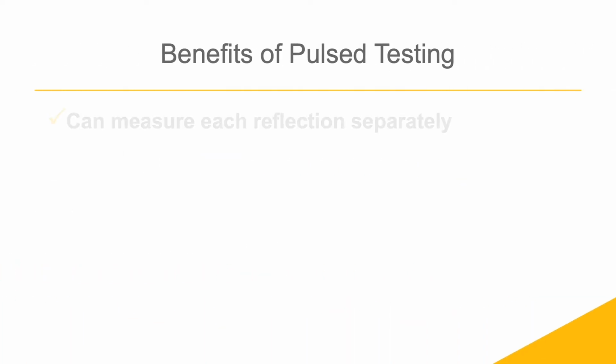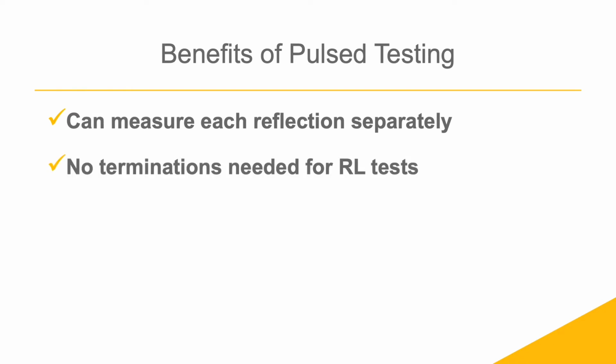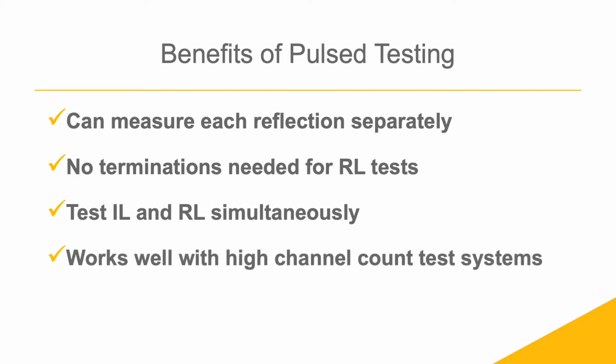Pulse testing benefits include the ability to measure reflections independently. This also means you can measure both IL and RL without separately terminating the cable for the RL test. The result is faster overall testing. Switches can also be introduced after the source without degrading measurement accuracy. The OP940 is available in versions with built-in switches that support up to 24 output channels.